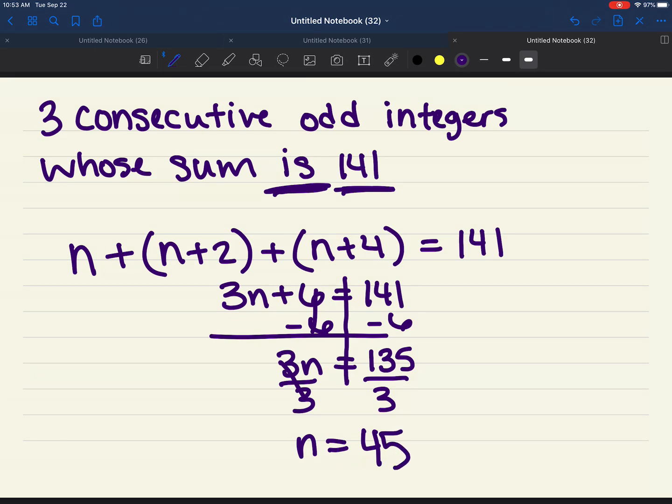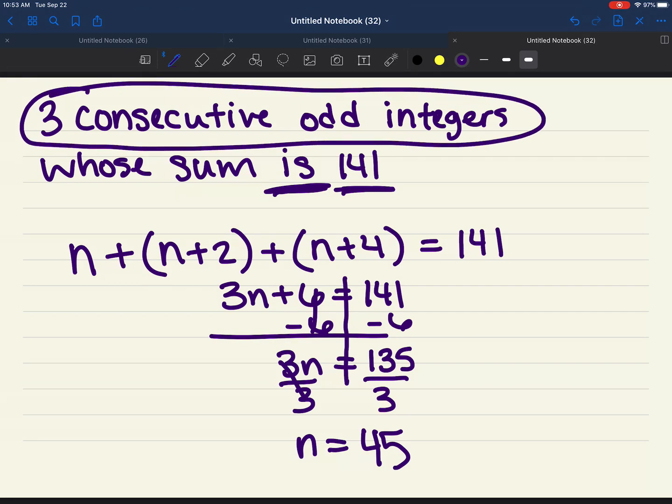Okay? Now, is this my answer? No. Why? Because there's 3 numbers. Have I stated 3 consecutive odd integers? What would they be? 45, 47, and 49. Very good.